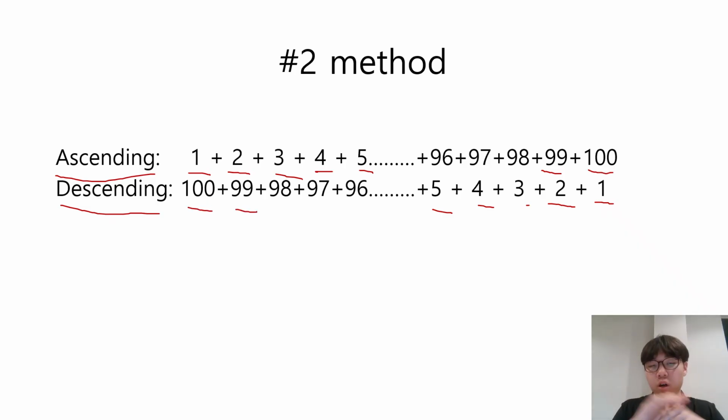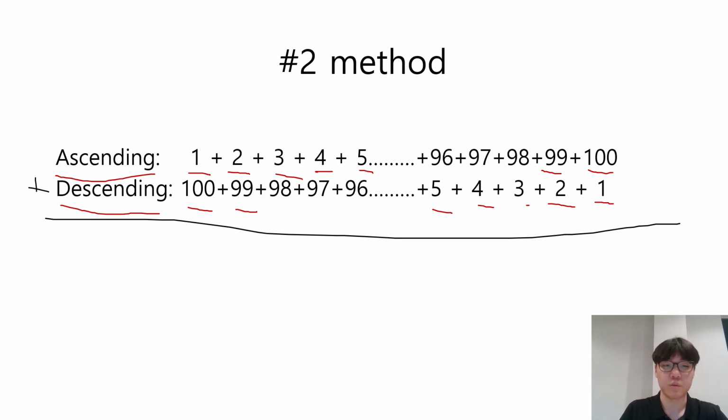Based on this observation, we can figure out that the results of the ascending arrangement and the descending arrangement are the same as each other, but the sequence is reversed. The next process that we need to do is adding those. So we add the ascending arrangement and the descending arrangement. So 1 plus 100 is 101. 2 plus 99 is 101. 3 plus 98 is as well 101. 4 plus 97 is as well 101.